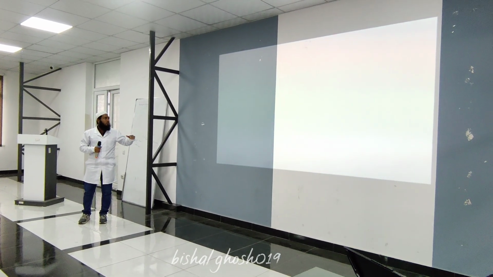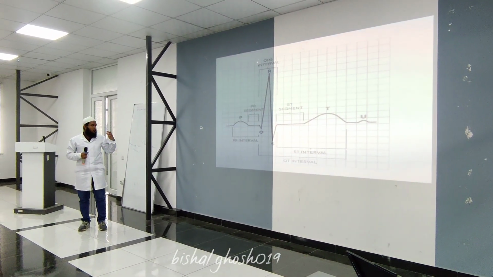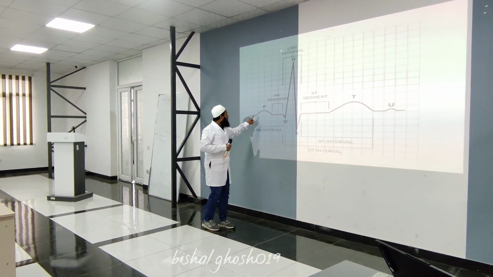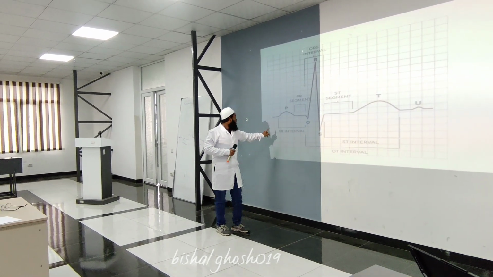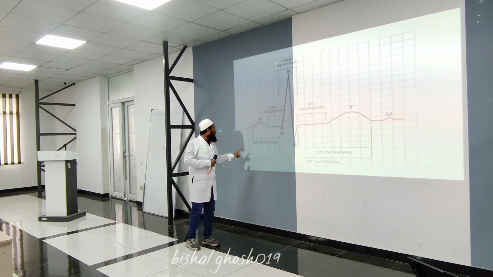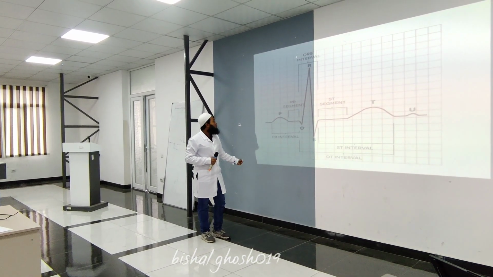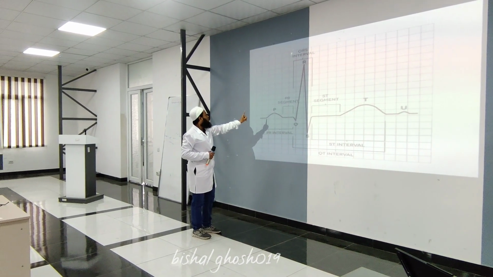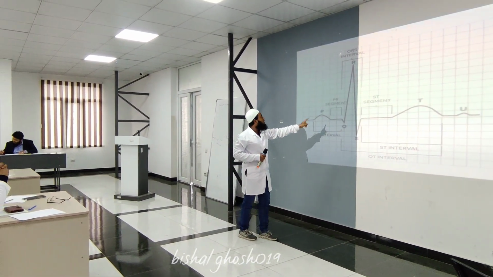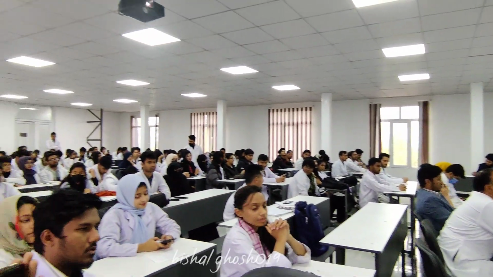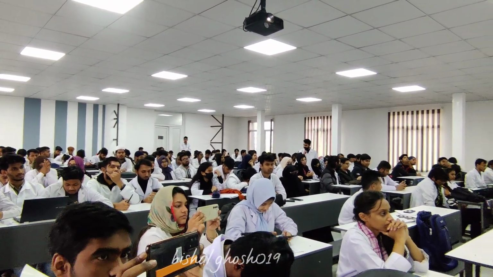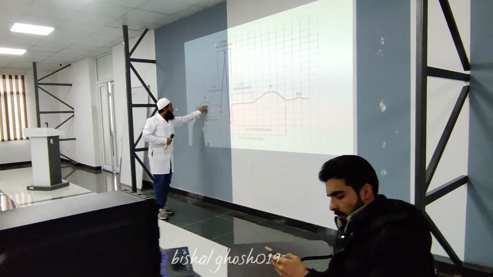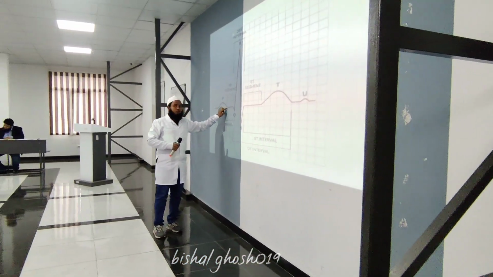So next slide. Before this, I will show you briefly that from P to Q is called the PR interval. From Q to S is called the QRS interval. From S to T, it is the ST segment. There is a line where no electrical activity passes.